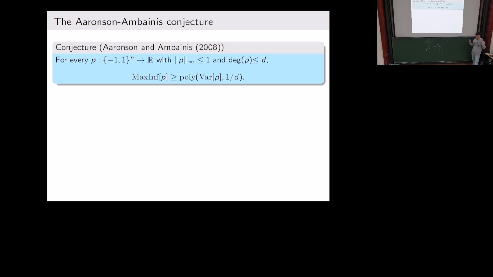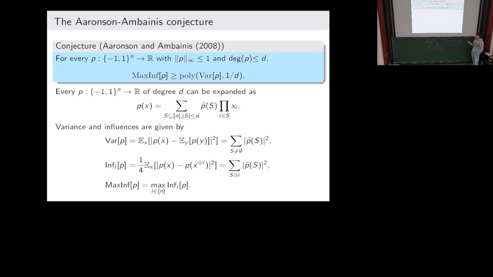So to say something about this problem, the Aaronson-Ambainis conjecture states that for every polynomial defined on the Boolean cube with infinity norm at most 1 and degree at most d, the maximum influence is at least polynomially big with respect to the variance and the inverse of the degree. So let me introduce a bit of notation.